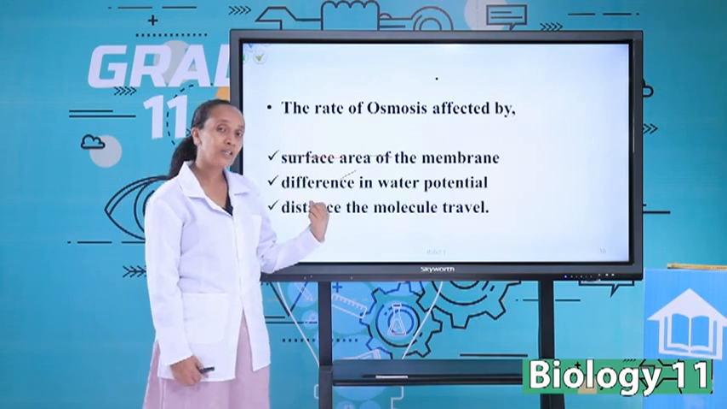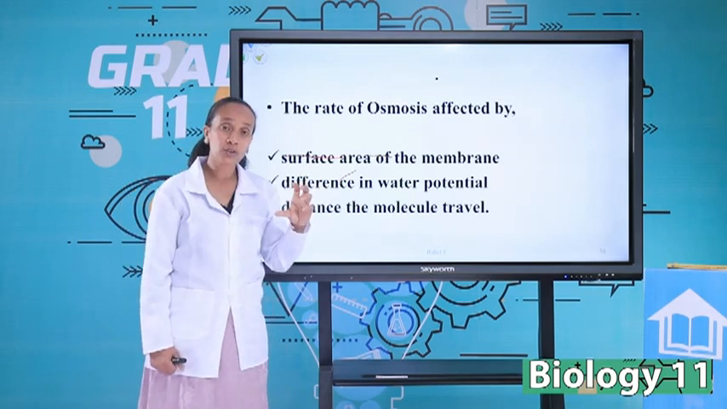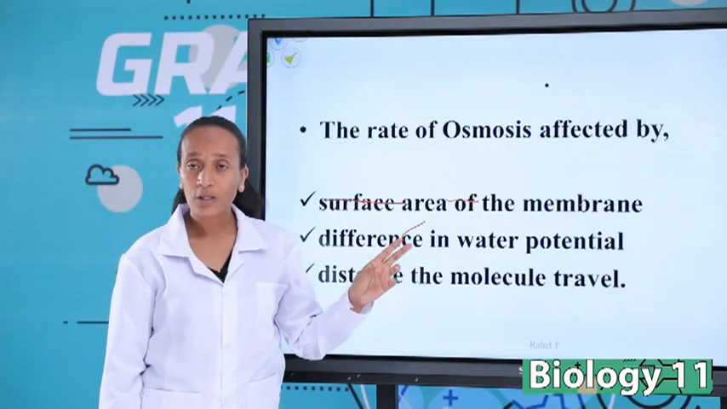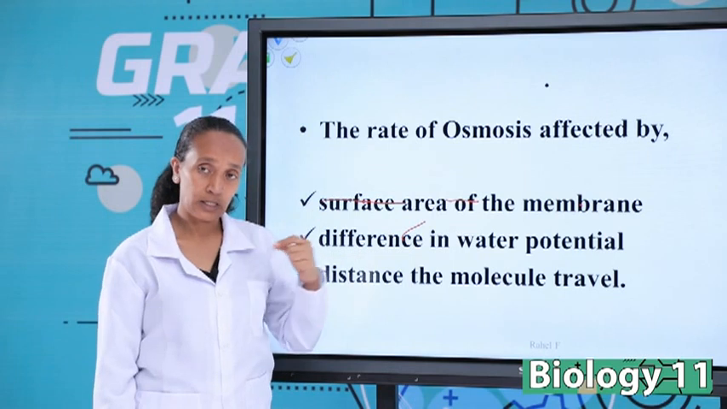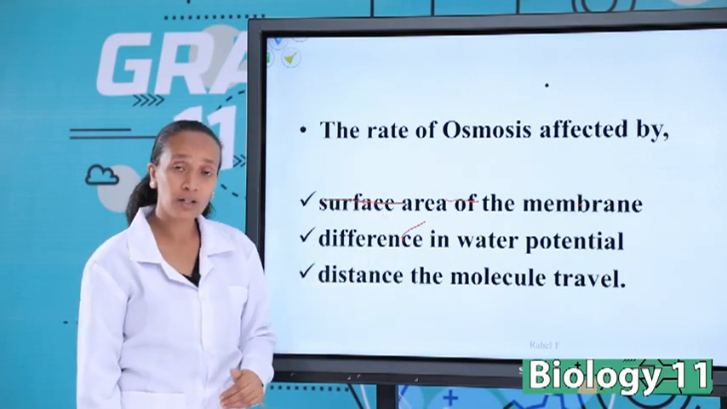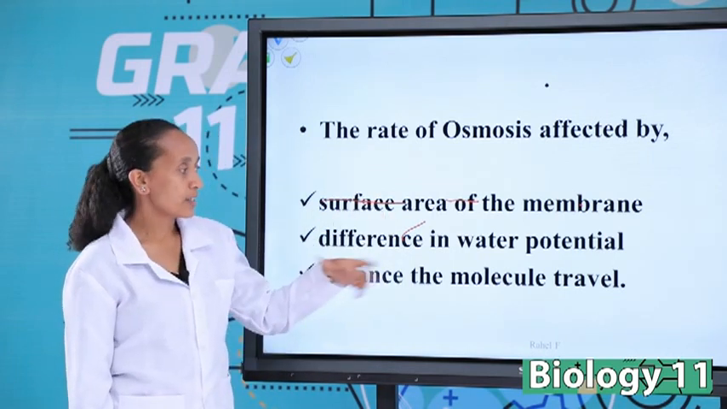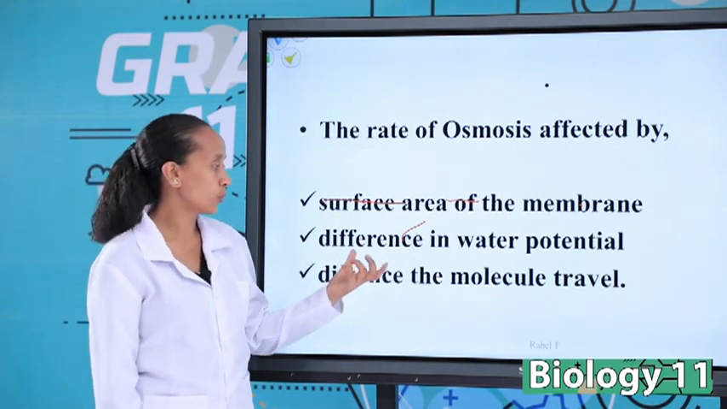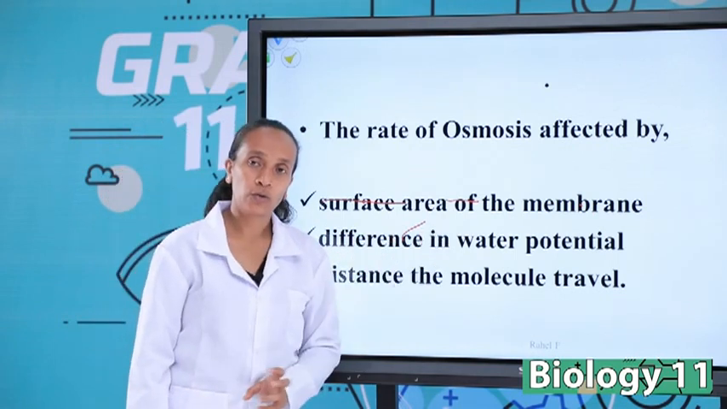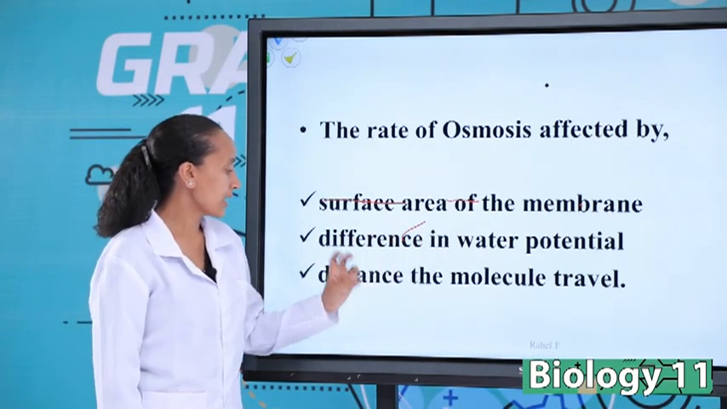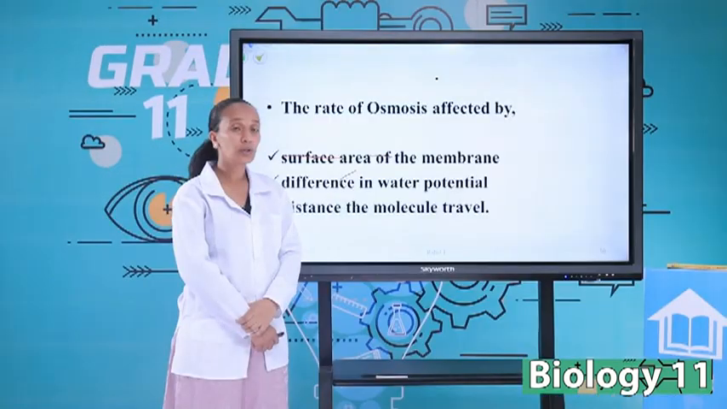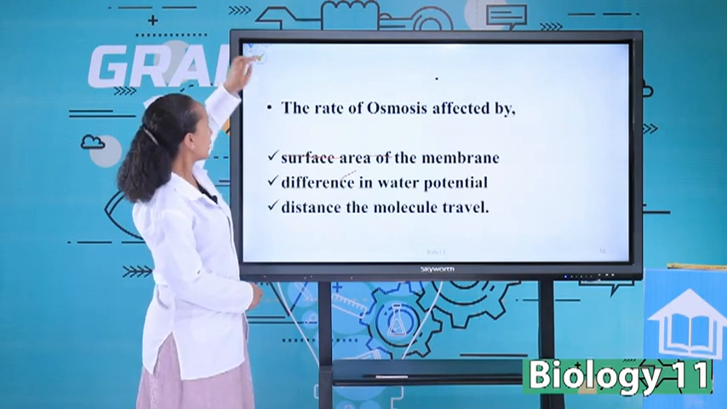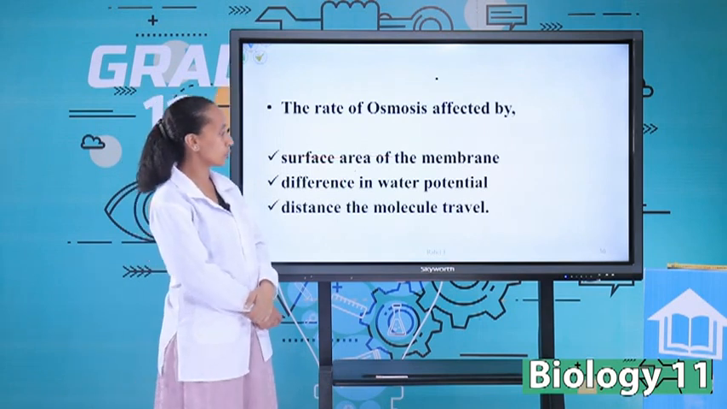In our previous class, we said the concentration difference between the two areas matters. But in osmosis, it is the water molecules that are transported through the plasma membrane. For that reason, rather than saying water concentration, it is preferable to use the water potential of the system. And the other factor is the distance the water molecules travel, which can affect the process of osmosis.